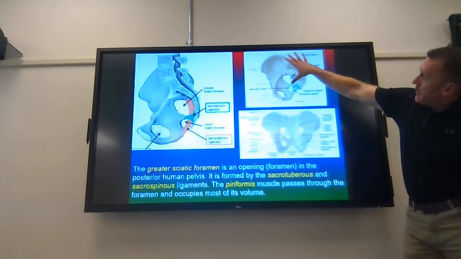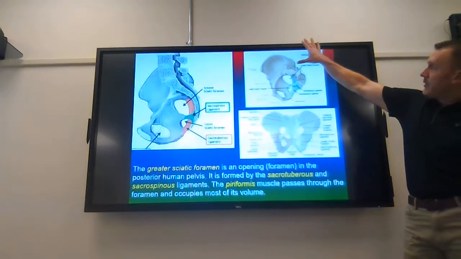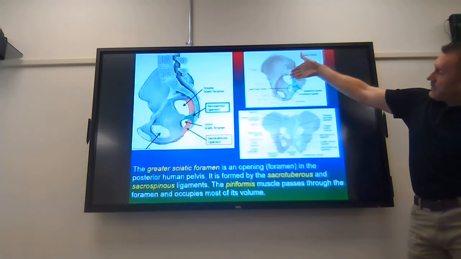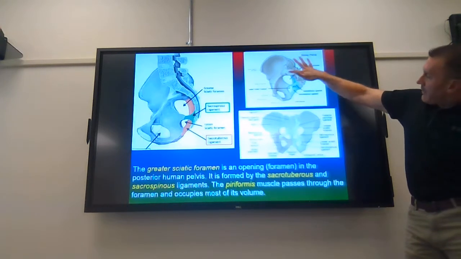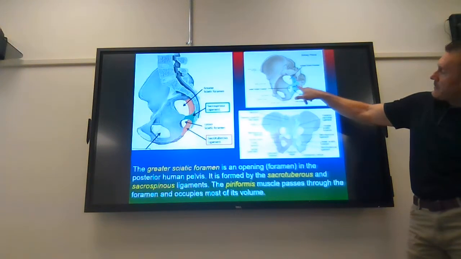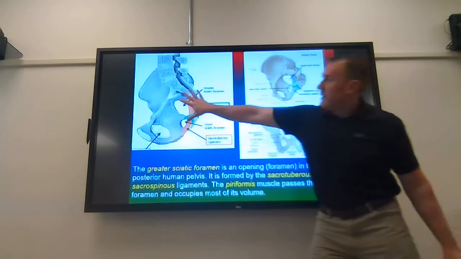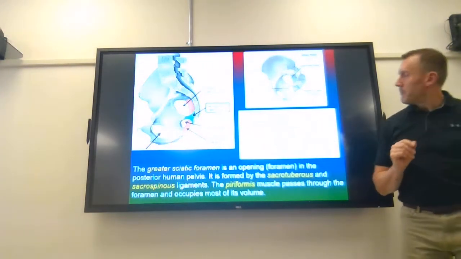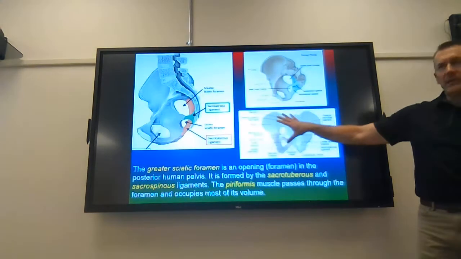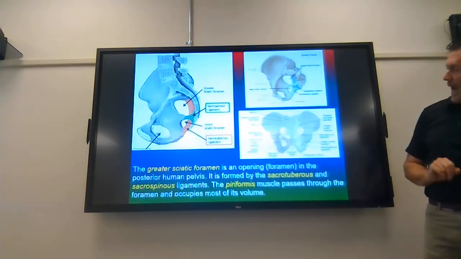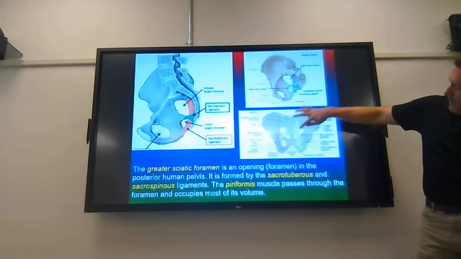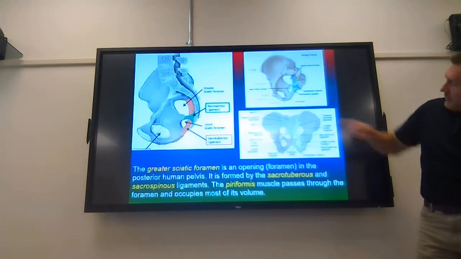Up here, this would be an anterior view. You're looking at the right hip bone, and you're looking straight into this greater sciatic foramen with the sacrospinous ligament and sacrotuberous ligament. Can you see how these are the same? It's just a different viewpoint. And then this is a posterior view last, so this would be looking at the back. Right here is the greater sciatic foramen, and the lesser sciatic foramen would be down here.